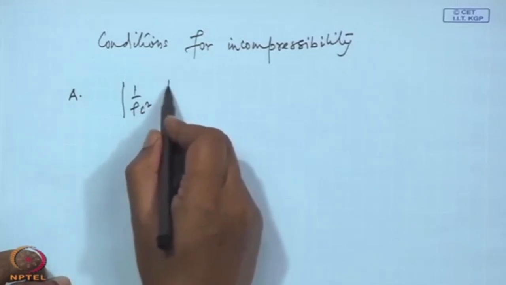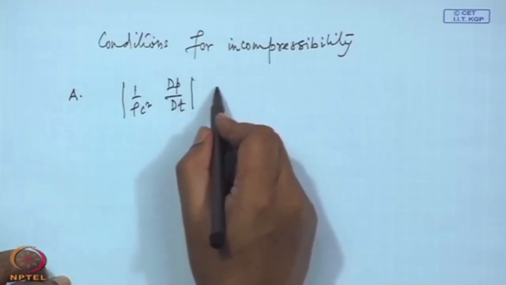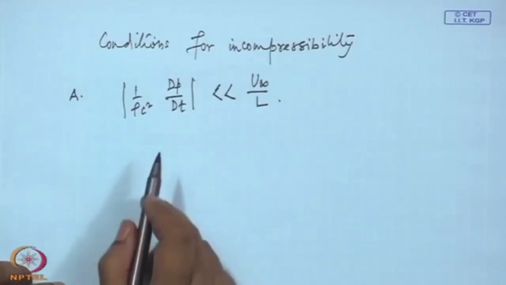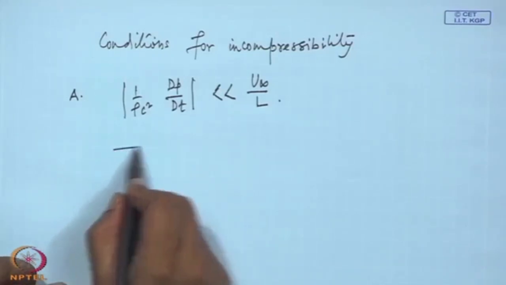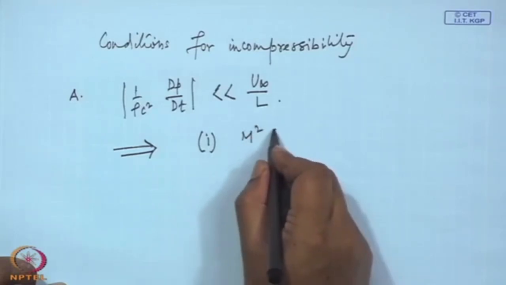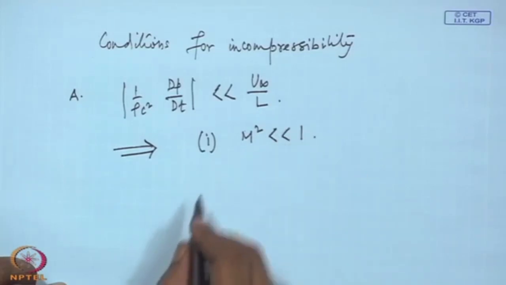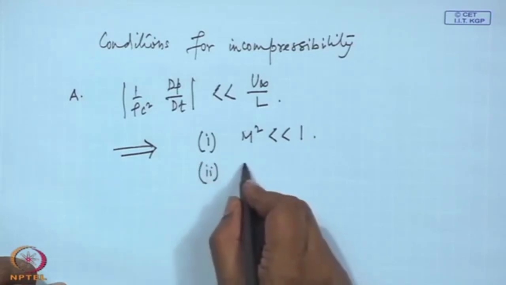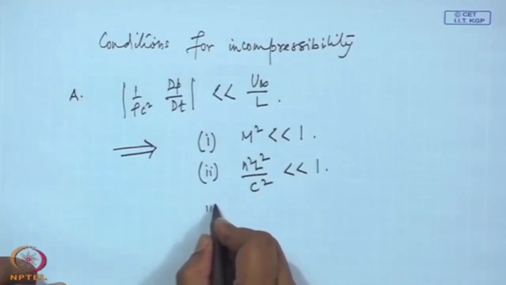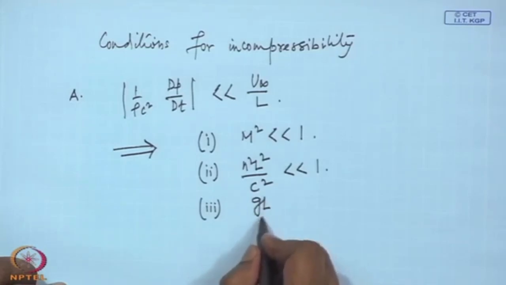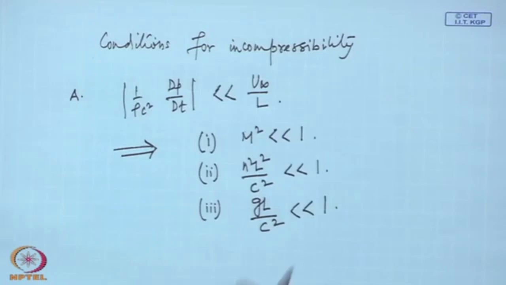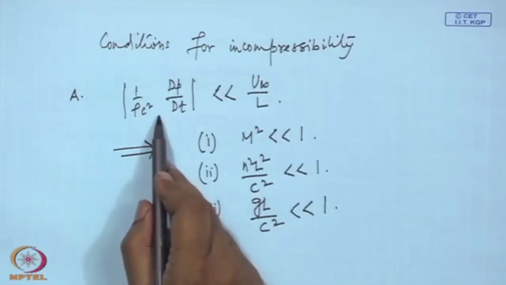That 1 by rho c square dp dt is much less than u infinity by L, and we saw that this will be satisfied if M square is much less than 1 and N square L square by c square is much less than 1, and assuming that the body force is only gravitational force, these three conditions together will satisfy this condition.